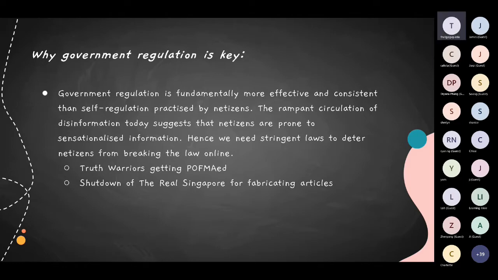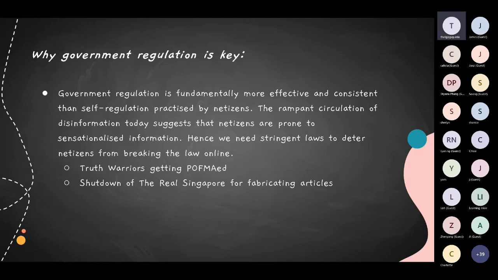Truth Warriors, if you aren't aware, was just a couple of months back, I think in October. Basically, they are a group of individuals in Singapore who denounce the effectiveness of the vaccines. They're saying that it's useless, it's not good, and that we should count on ivermectin as an alternative because it is the cure, the remedy to COVID-19. Obviously, their claims were not backed up, and they ended up getting POFMA.